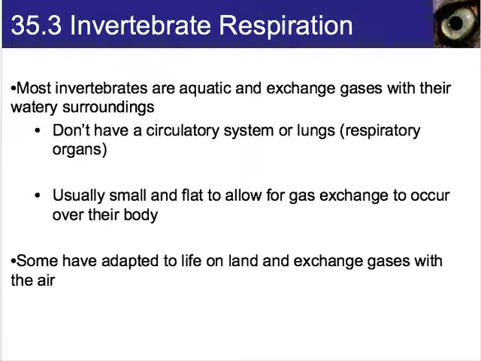Most invertebrates, those are organisms without a backbone, are aquatic and exchange gases with their water surroundings. They don't have a circulatory system or lungs like we do, and they're usually small and flat to allow for gas exchange to occur over their bodies. Some have adapted to life on land and exchange gases with the air.